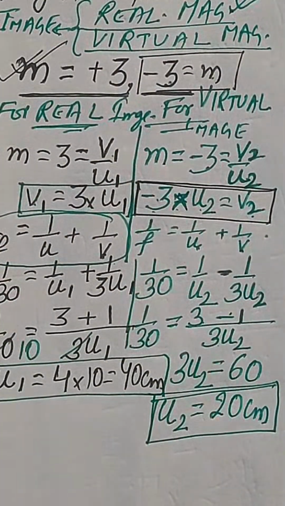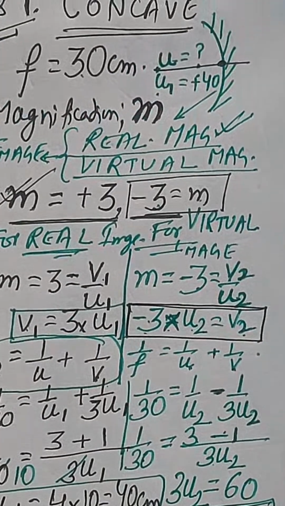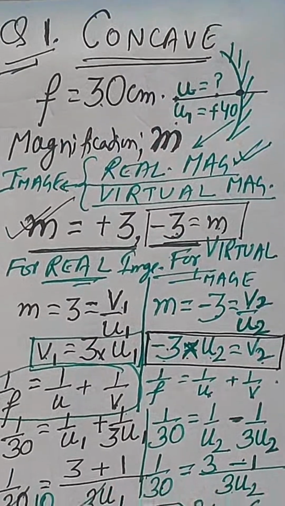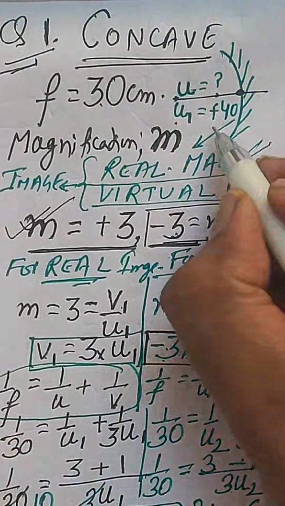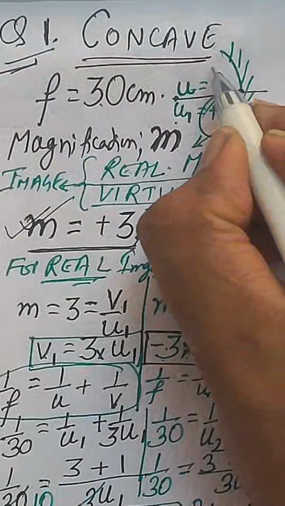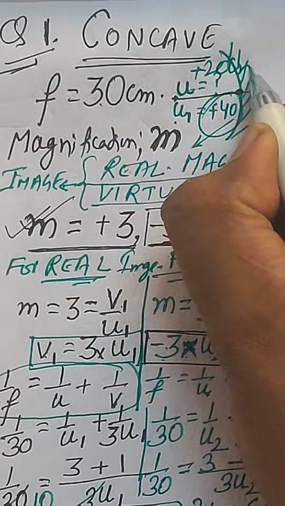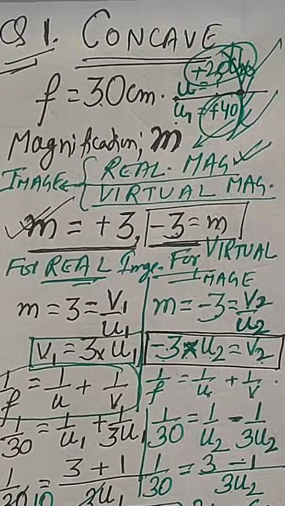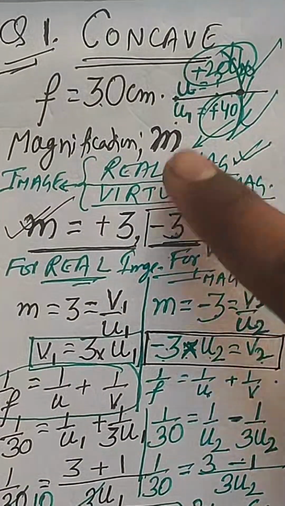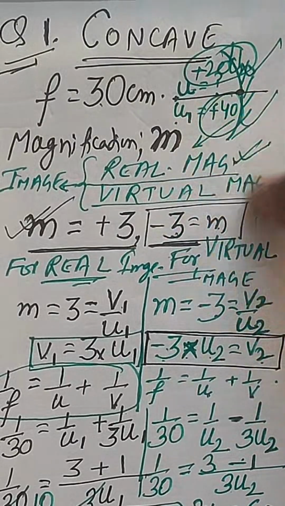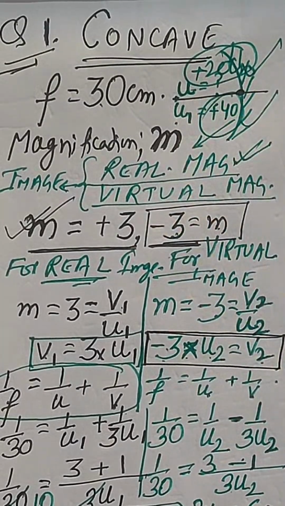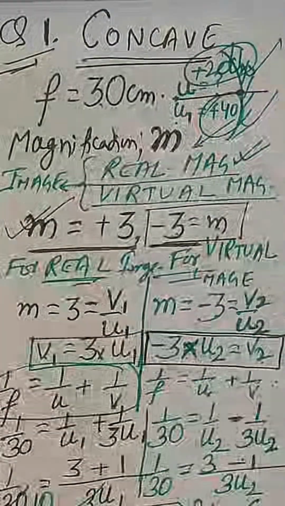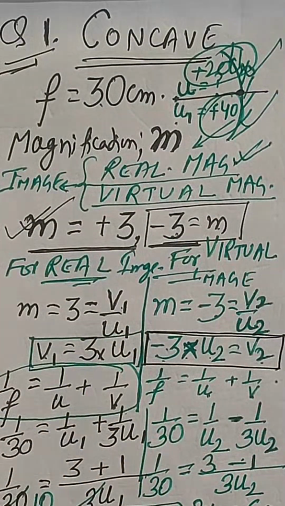right? So the another object distance we have calculated, and that is, one was plus 40, another is plus 20 centimeter, right? So these are the two positions of the object in front of the mirror, so that the image is 3 times the size of the object, right? Now students, quickly coming to the second question.